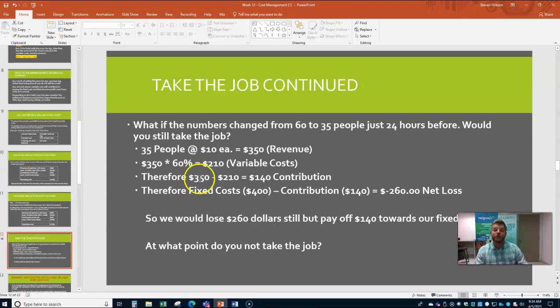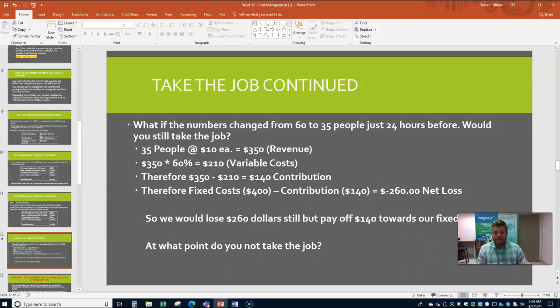So 35 people and they're still only paying $10 each. The revenue is $350. $350 at 60% variable cost is $210. Therefore, our contribution is now only $140. Fixed cost is $400. Contribution of $140, we subtract, which leaves us with a $260 net loss.